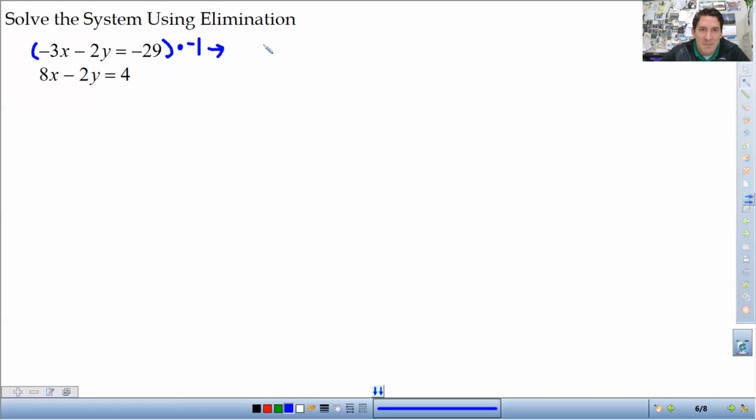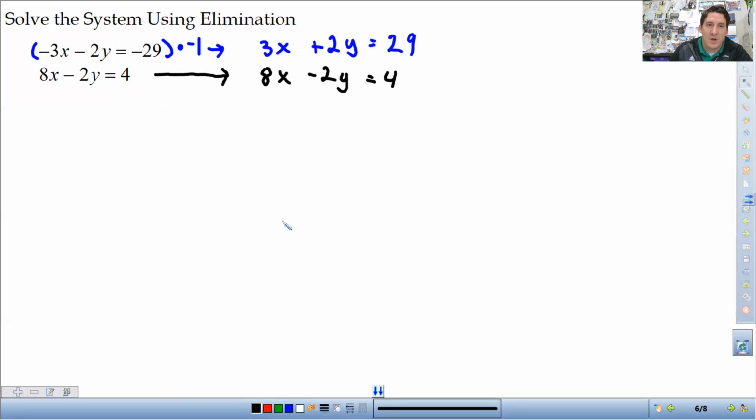And there I get a +3x plus 2y is equal to +29. Take the bottom equation, line it up underneath our new one. So 8x minus 2y is equal to 4. And now add the equations together. 3x plus 8x is 11x. 2y plus -2y eliminates. And then last, 29 plus 4 is 33.